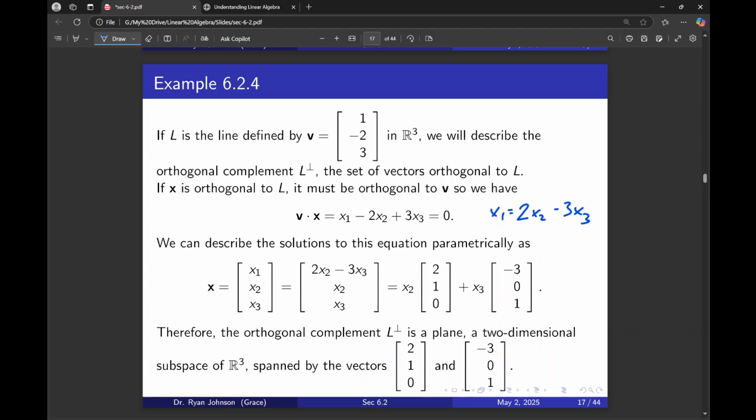So if I put that there, and then x2 and x3 are free, then you can write that as x2 times that vector plus x3 times that vector, right? Where the 2 and the 1 come from here, and the negative 3 and the 1 come from here. And then that means the orthogonal complement L perp is a plane, and I found a basis for the subspace, this one and this one, right? Questions about that? So it's just finding a basis for the null space. Okay?